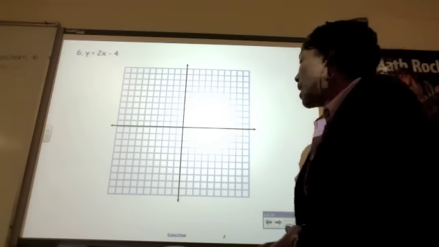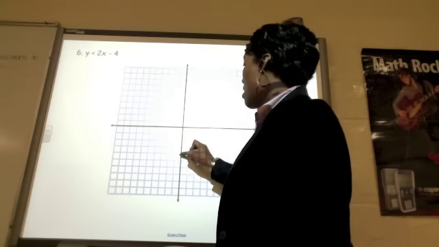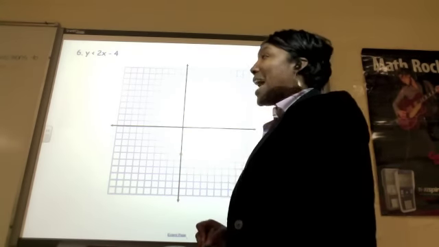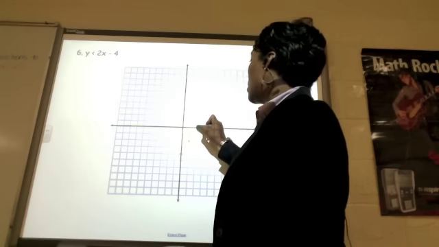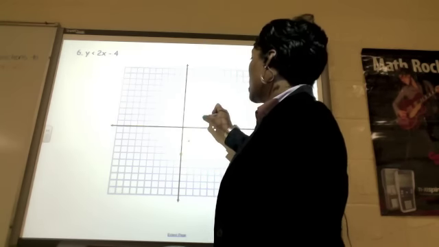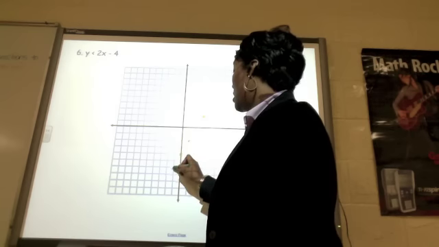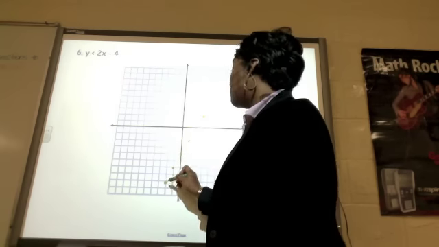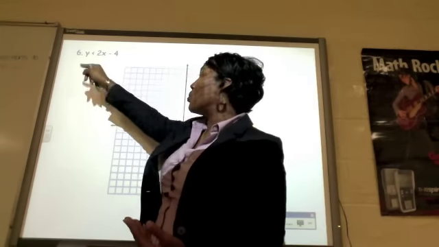First point that I'm applying is negative 4. 1, 2, 3, 4. I'm going to rise 2 and run 1. Okay, let's go the opposite direction. My line is going to be dashed or dotted.